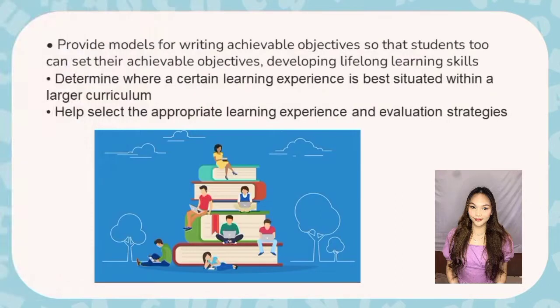Next is provide models for writing achievable objectives so that students too can set their achievable objectives, developing lifelong learning skills. It is important to provide recommendations on how the students could cope with the objectives being presented. Examples of this include five steps to writing clear and measurable learning objectives. First, identify the level of knowledge necessary to achieve your objective. Second, select an action verb. Third, create your very own objective. Fourth, check your objective. And lastly, repeat, and repeat.